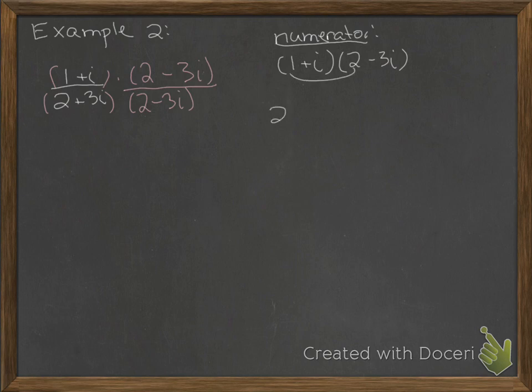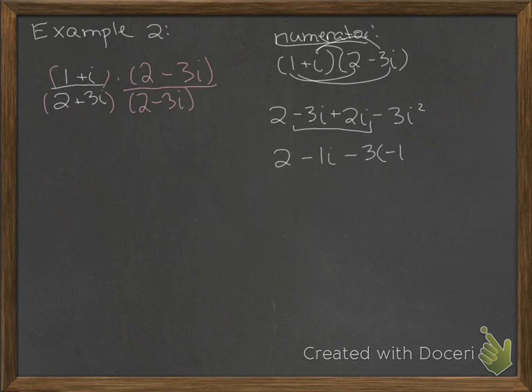All right, let's get started. So we have 1 times 2 is 2, negative 3I times 1 is negative 3I, plus 2I minus 3I squared. Okay, these inner terms combined give us negative 1I, or just negative I. And then remember, we have to always replace the I squared with negative 1. Again, if you don't do that, you're not going to get the correct answer. So we can rewrite this as 2 plus 3 minus 1I, or minus I. So the numerator is going to be 5 minus I.